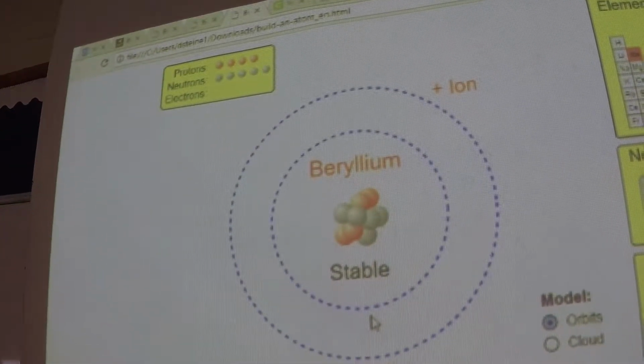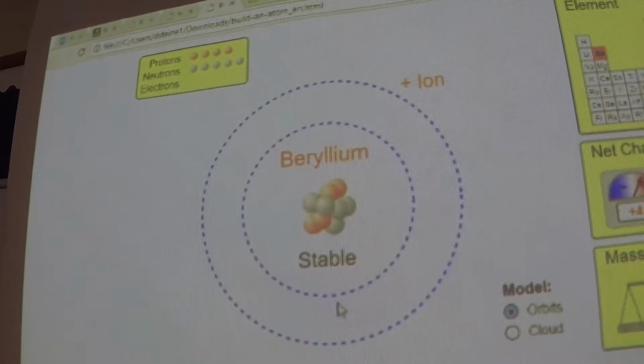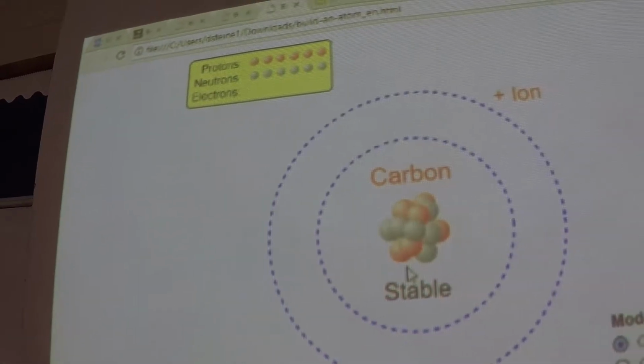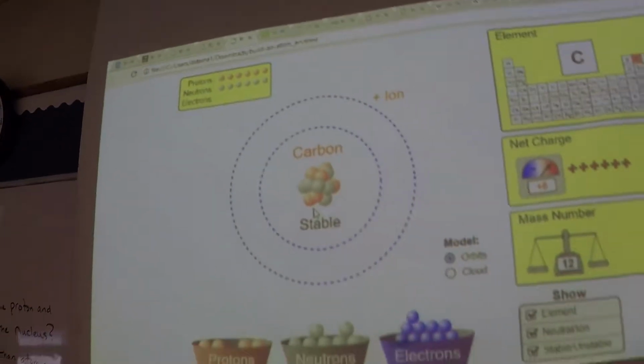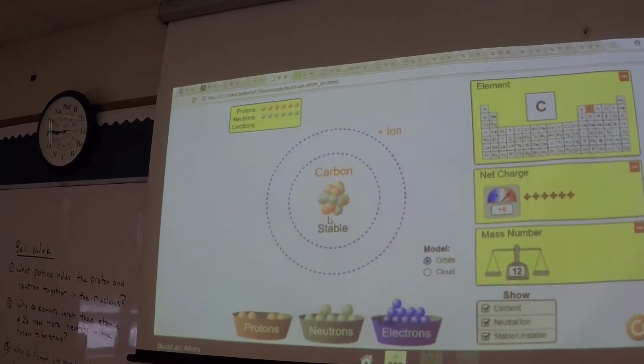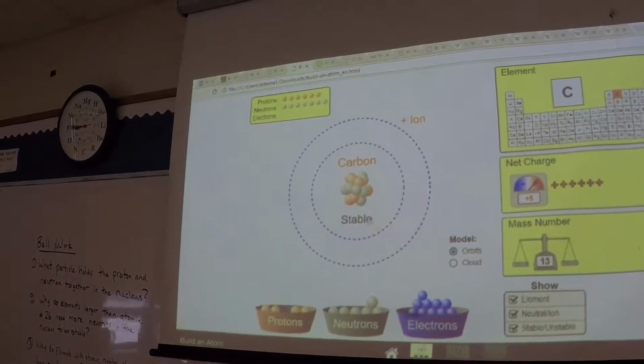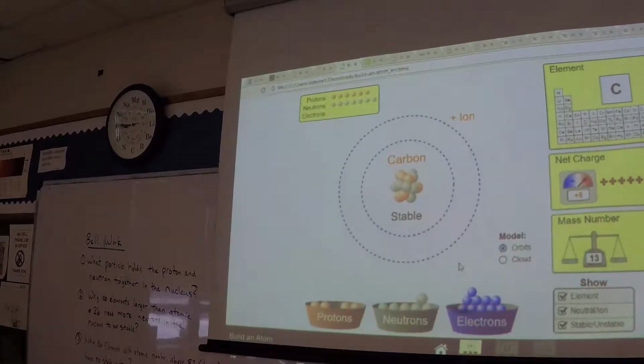We added the additional neutron, and we now have a stable beryllium atom. Carbon is stable, it has 6 and 6. Now let's add another neutron. That would be carbon 12 here. Add one more, that's carbon 13. And carbon 13 is stable.